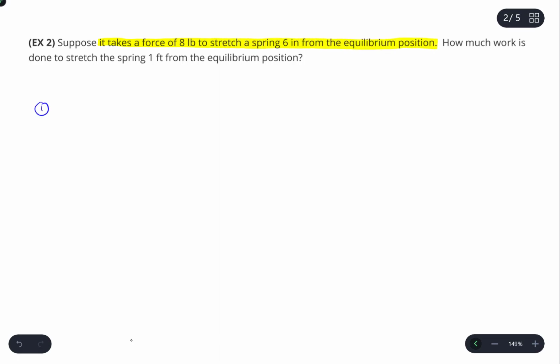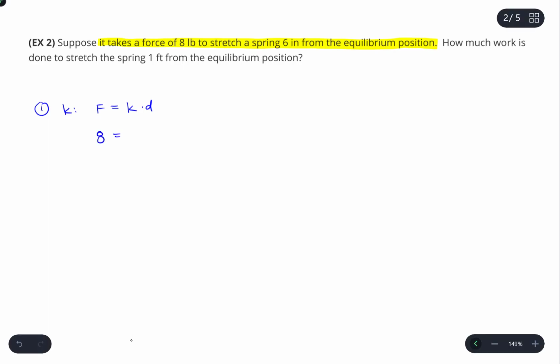Another example. Suppose it takes a force of 8 pounds to stretch a spring 6 inches from the equilibrium position. How much work is done to stretch the spring 1 foot from the equilibrium position? Here's our snapshot, and that allows us to calculate the spring constant. To get that, we use the amount of force required to stretch it some particular distance.